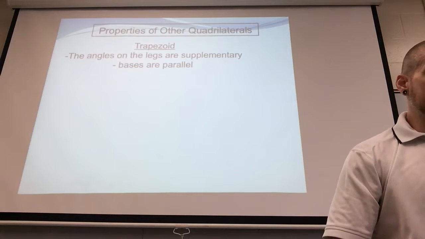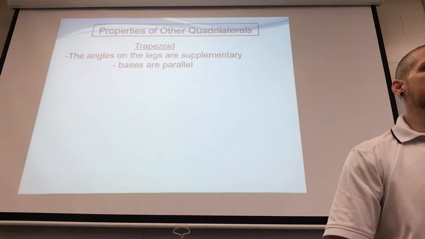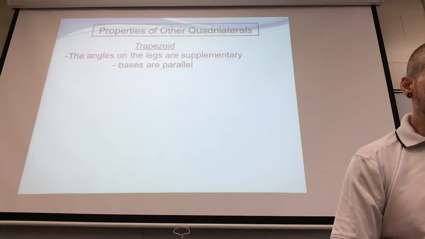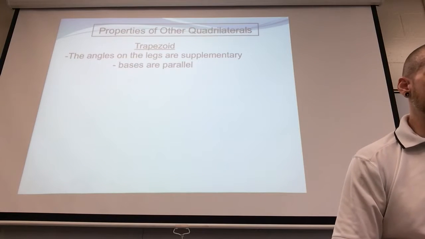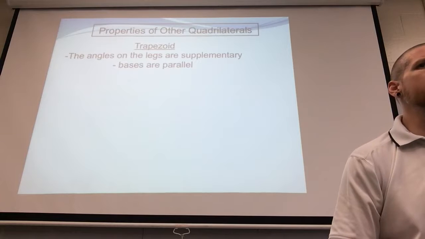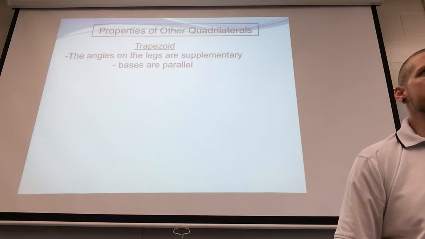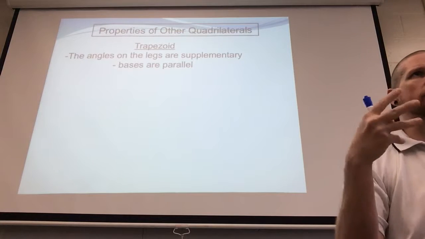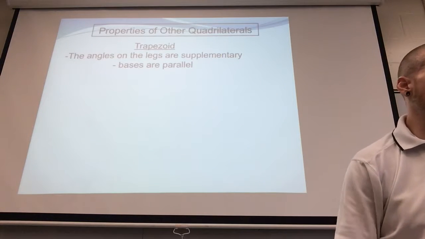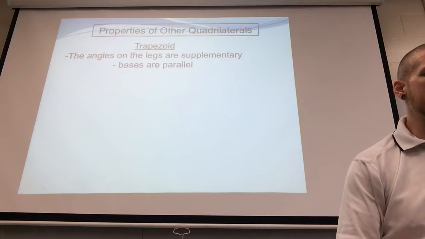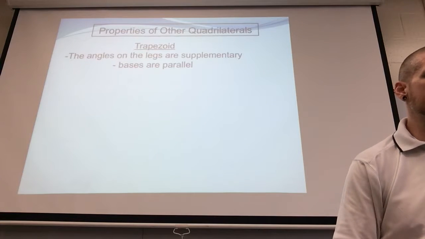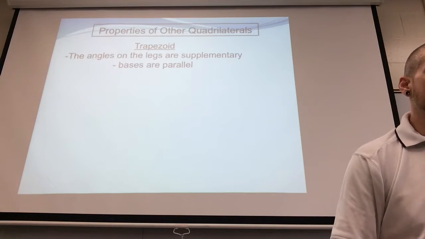Okay, so first thing. The thing that says the angles of the legs are supplementary. That's the only additional property. The other one's the definition of it, but since the definition involves things like parallel lines, I mark that as a separate property. Just because anything we've ever talked about with parallel lines could apply here.